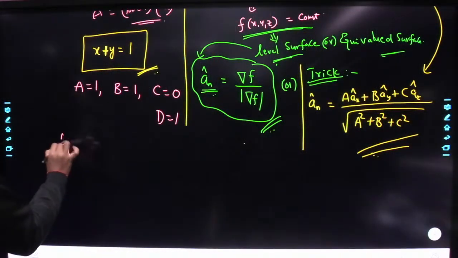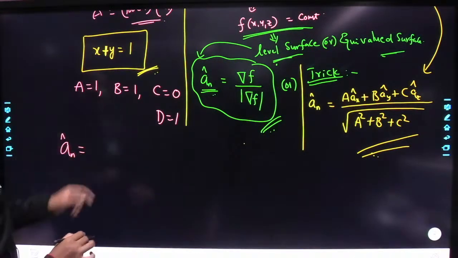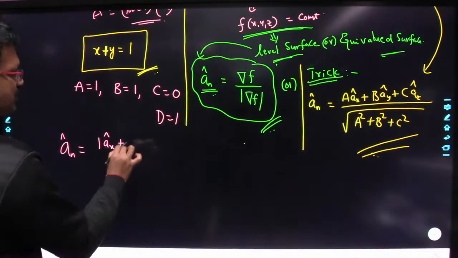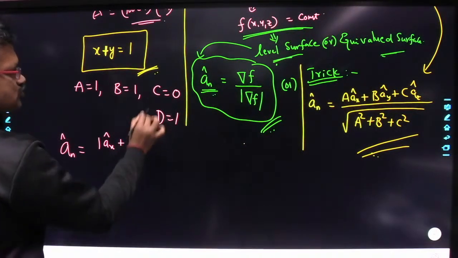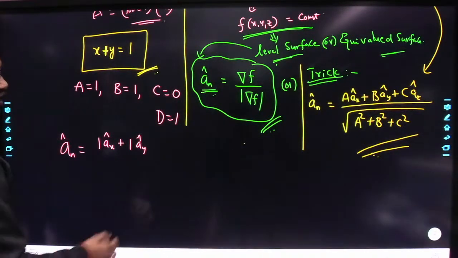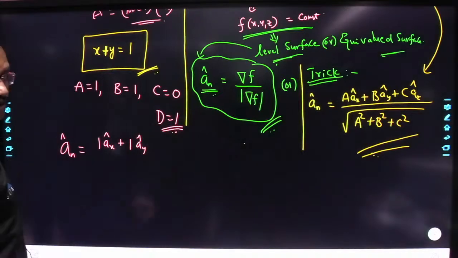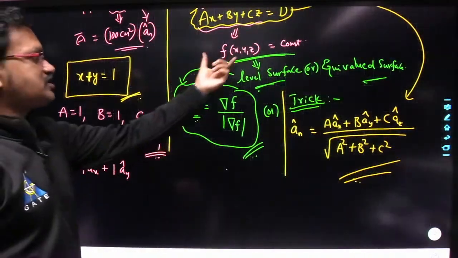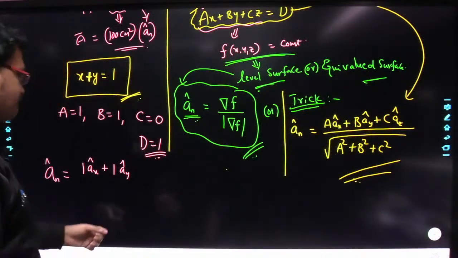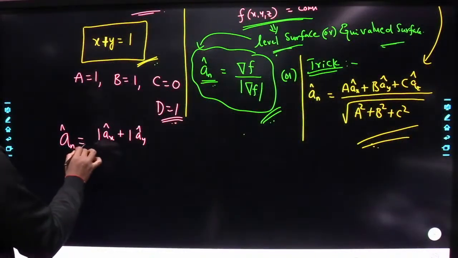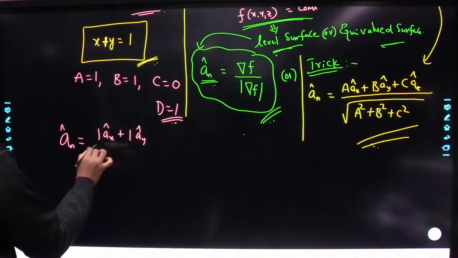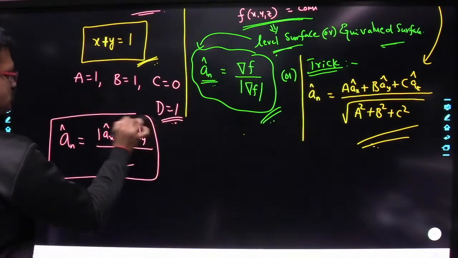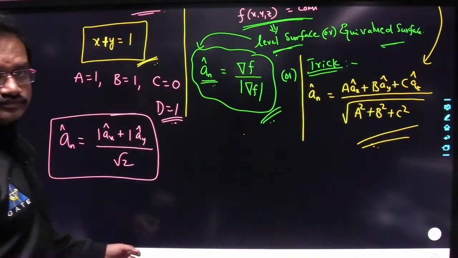So what is the unit normal here? n cap is equal to a ax cap, that is 1 into ax cap, plus b ay cap, that is 1 into ay cap. The c value is 0. Nothing to do with the d value, right? That is the value this function has to satisfy. So n cap is equal to 1 ax cap plus 1 ay cap, divided by root 2. This is the direction of the surface.